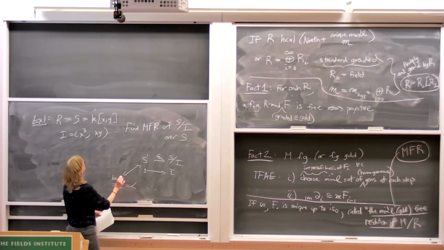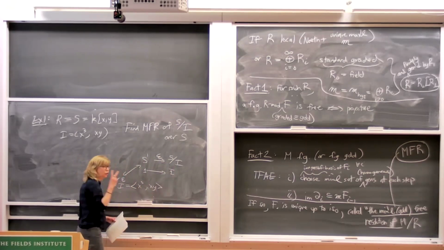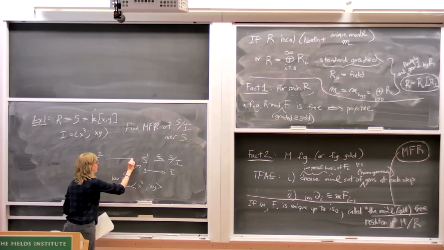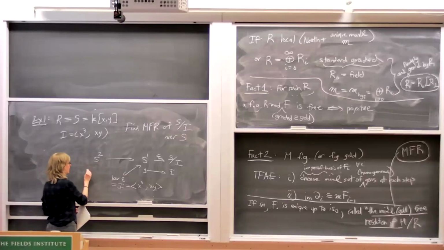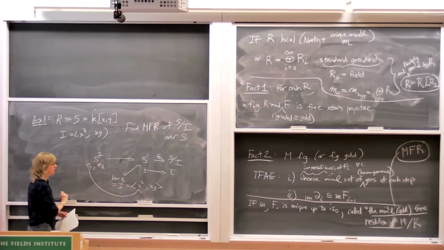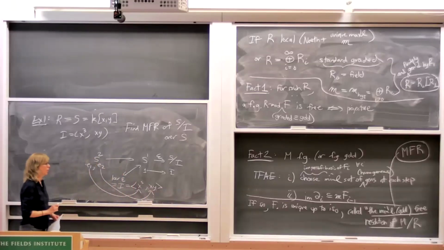It's generated by 2 things, x cubed and xy. So it's 2 generated. So I need a rank 2 module here. S to the 2. S to the 2 means S plus S. Okay, it has 2 basis elements, e1 and e2. I'm going to map e1 to x cubed. I'm going to map e2 to xy.